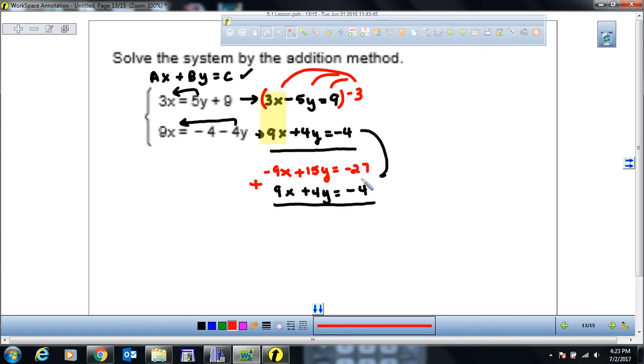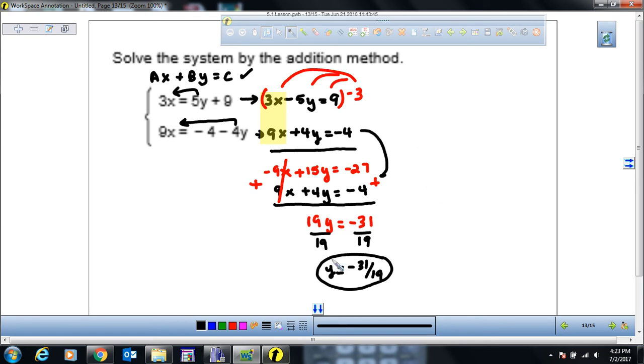So when I add these, this cancels, then you get 19y equals negative 27 plus negative 4, which is negative 31. And then to leave the y by itself, I divide both sides by 19. So we get y equals negative 31/19. It's going to stay as a fraction. Negative 31/19.